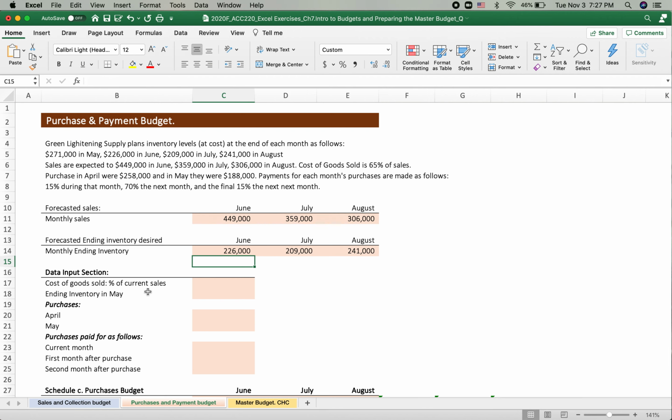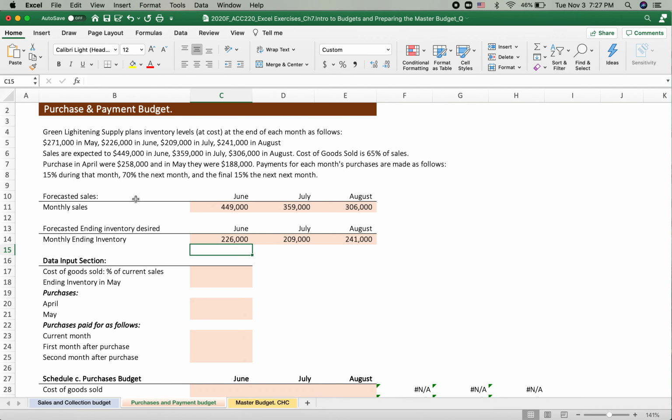Then the reason why we are doing this data input section is that we don't want to read this question once again. So we collect this and then reorganize this information into the data input section. The cost of goods sold percentage of sales we are going to use is 65%. From here, cost of goods sold is 65% of sales, and then ending inventory in May. How much is the ending inventory in May? There you go, 271,000.